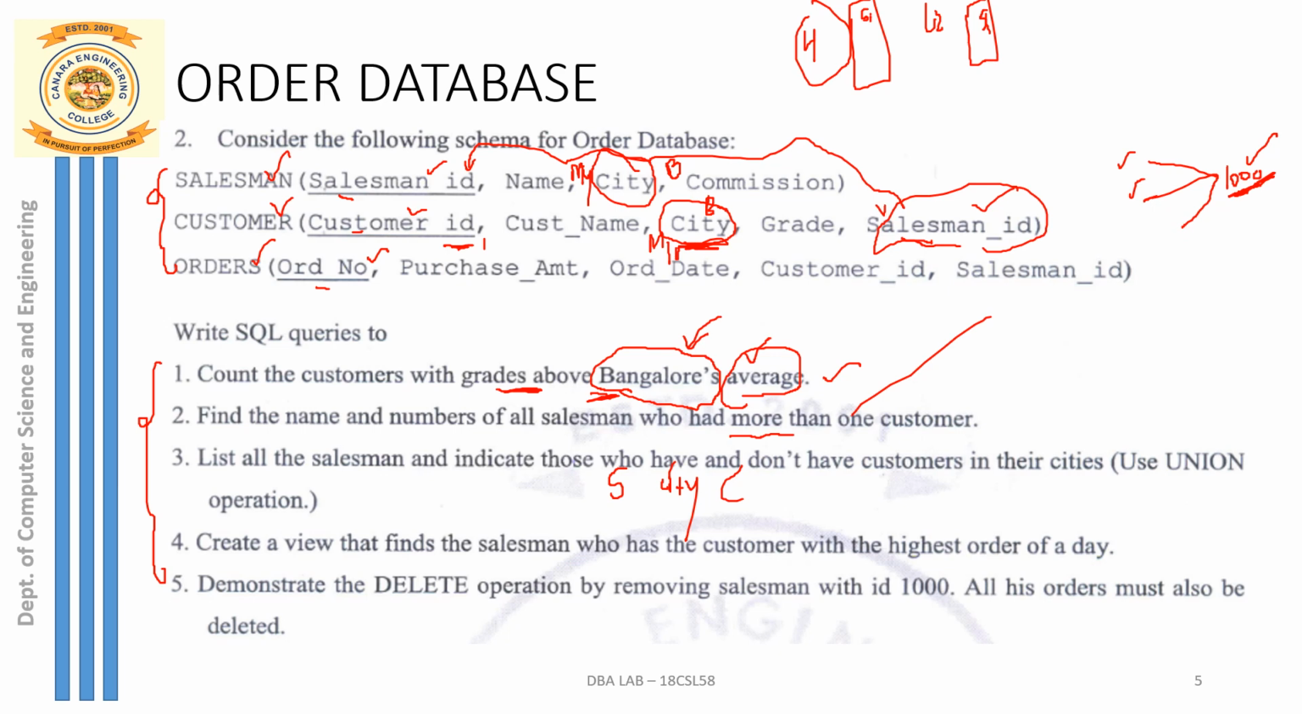Okay, right. So we'll go to the fourth one, wherein you're asked to find the salesmen who have a customer with the highest order of the day. So how do I find the highest order of the day? Highest order, in the sense, you have to go to the orders table and check the purchase amount of a particular order.